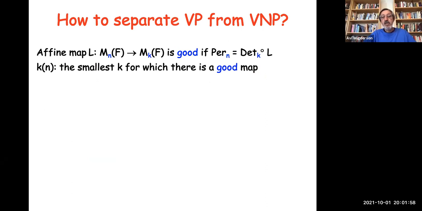And the main question is, how much bigger does k have to be in order for this to work? So this is really the question of understanding the relative power of VP with respect to VNP.